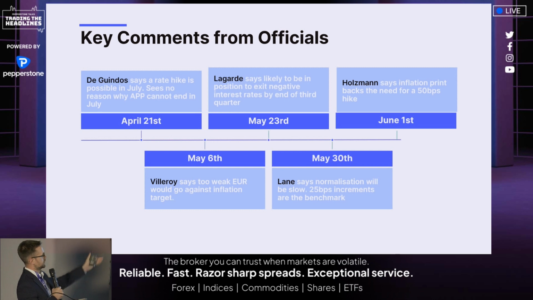Thereafter, and probably the most important interjection, you saw from Lagarde on the 23rd, who said the ECB are likely to be in a position to exit negative rates by the end of the third quarter. So if rates are at negative 50 basis points, that implies around 25 basis point moves at the July and the September meetings. Then we saw the chief economist Lane say that 25 basis point increments going forward are the benchmark. So it gives you a bit of a basis to go forward. And then we saw Holzmann, who's a slightly more hawkish, aggressive member of the governing council, say the inflation print backs the need for 50 basis points worth of tightening. So it shows the factions and thoughts going into the June, July and September meetings.